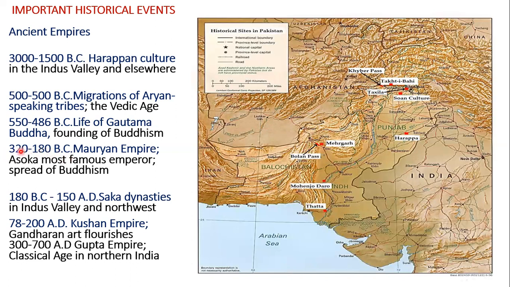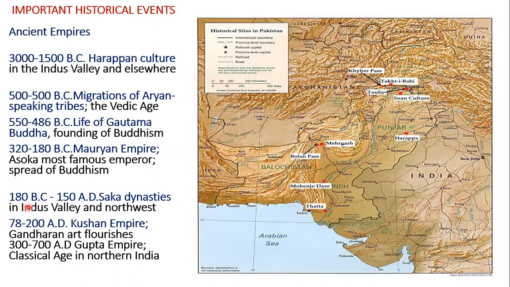180 BC to 320, Mauryan Empire, Ashoka the most famous emperor, and the spread of Buddhism. Here, Mauryan Empire means some prince of an Indian state, the very famous Emperor Ashoka the Great. He moved here and he had two capitals. One capital was in Indian territories now, and the other capital is called Taxila. Clear? And here I've told that Buddhism spread to the entire world.